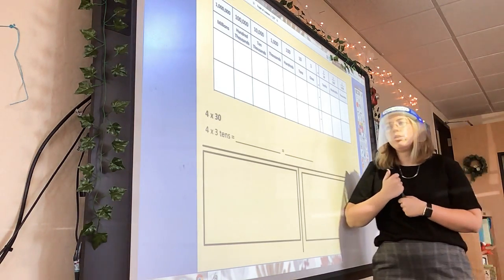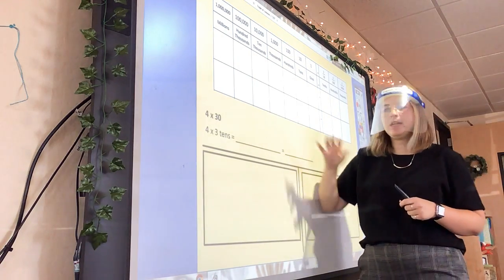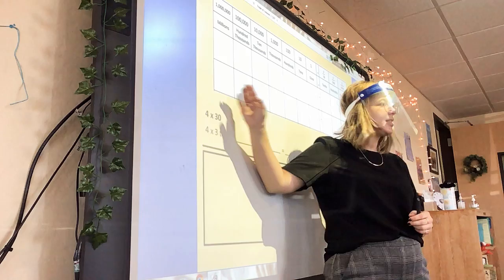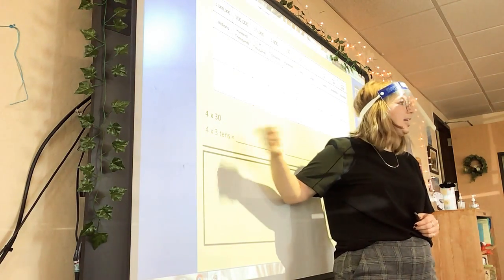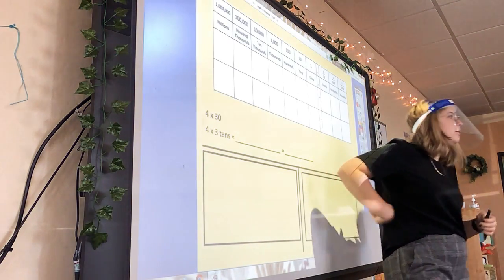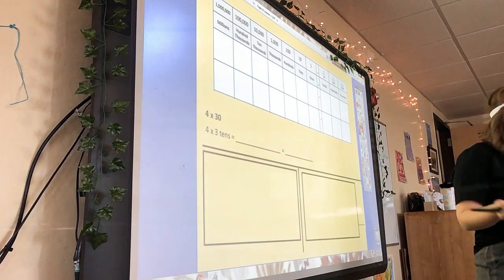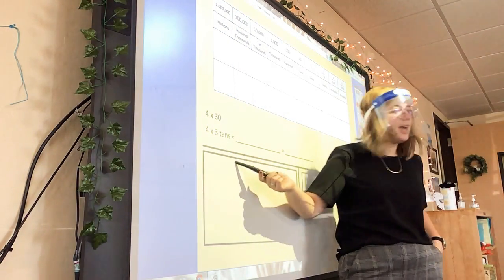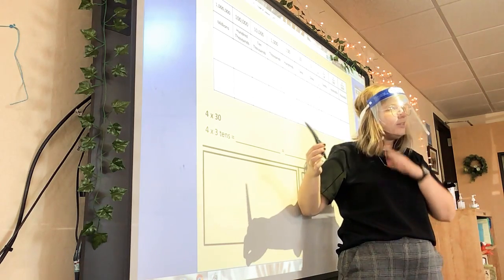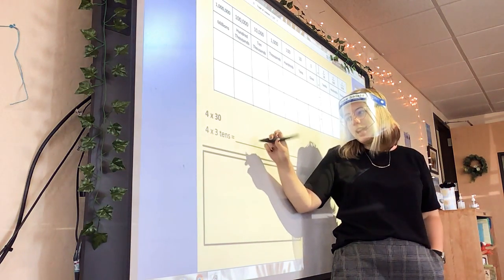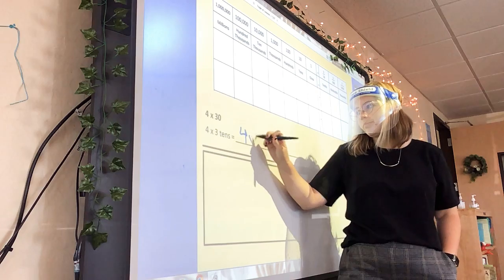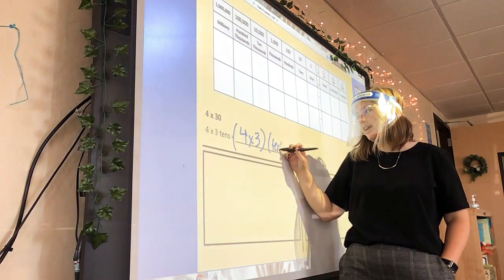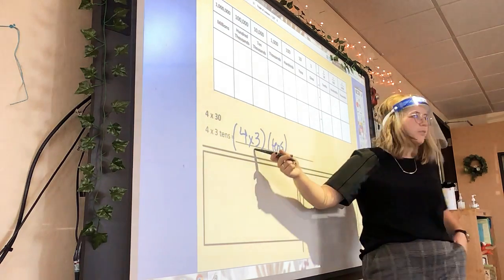So we're going to take 4 times 30 and we're going to actually think of it as 4 times 3 tens, right? You know that 30 is also 3 tens. So we're going to be talking a lot in unit form today. Okay, so 4 times 3 tens. So then I can think of that as 4 times 3, and then tens has got to be thrown in there as well, okay? So what is 4 times 3, friends?